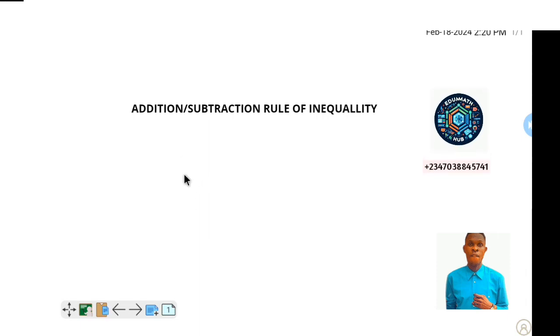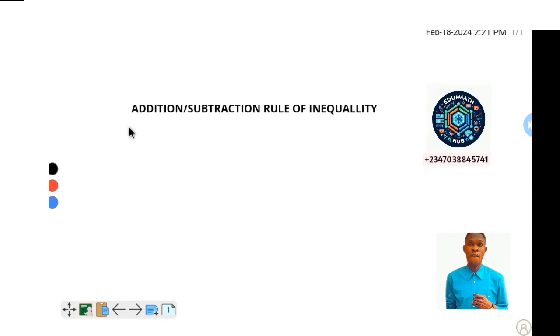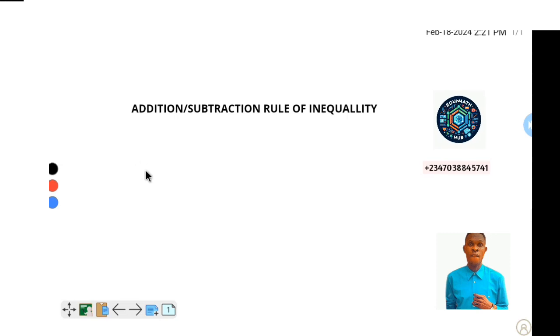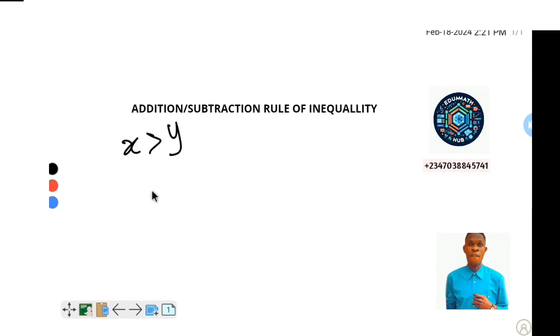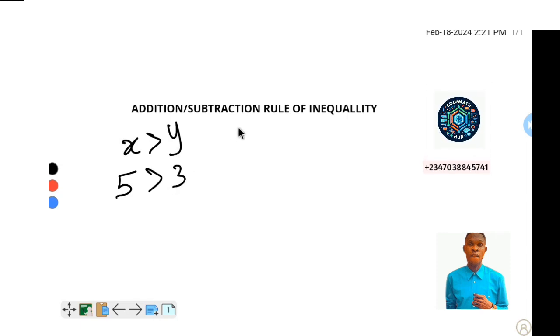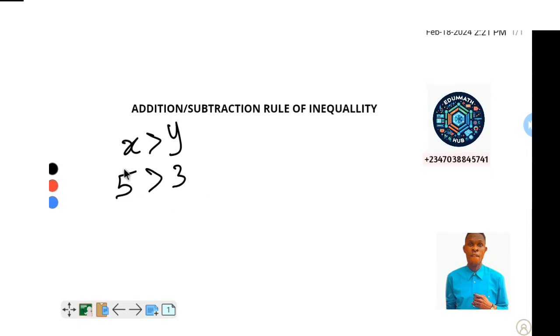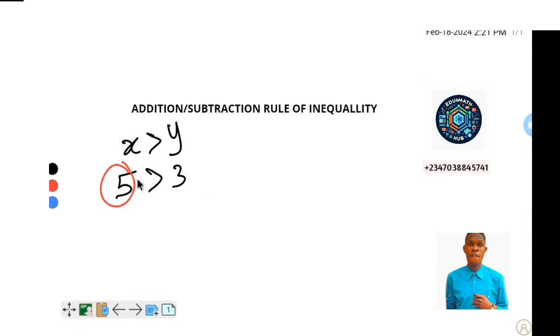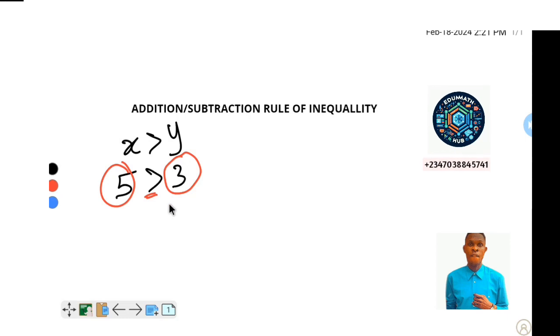So welcome back. Let me teach you what's on the screen right now, the addition and subtraction rule of inequality. Okay, it's very simple. By the end of this section, you're going to understand it much better. So let's assume you have an inequality like x is greater than y. X could be any number, say 5. Then let's pick a number that is less than 5, let's say 3. This addition or subtraction rule of inequality is just saying that anything you add to or subtract from the left hand side, and you do the same operation on the right hand side, this inequality will still be obeyed.